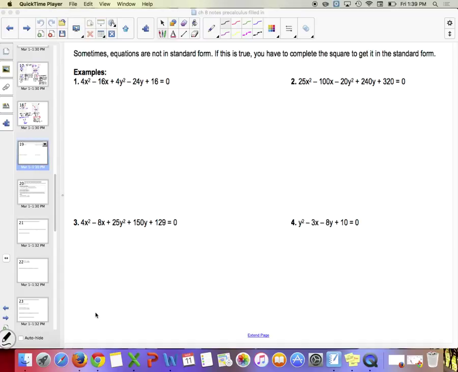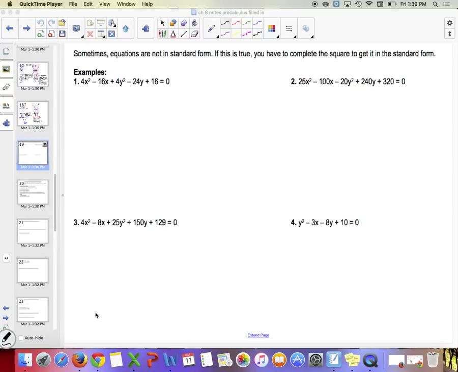So sometimes we don't have things in the standard form. So the standard form for the ellipse was when it was equal to 1, hyperbola was equal to 1, right? Okay, so if that happens, then you should just complete the square. What I always do to complete the square is I get all of my x's together, all of my y's together, and then the number on the other side.